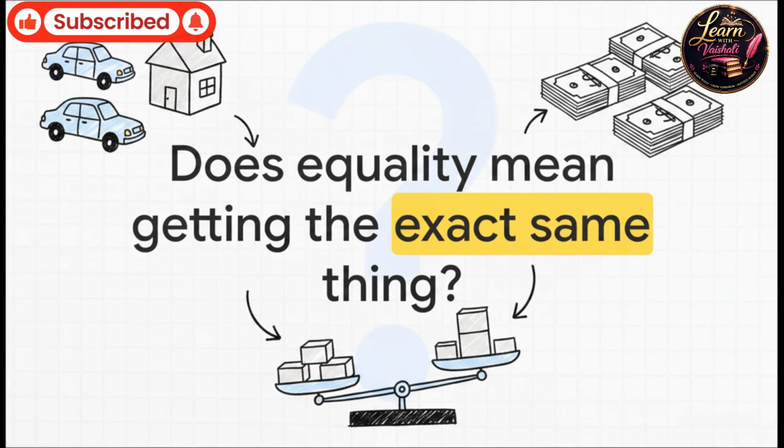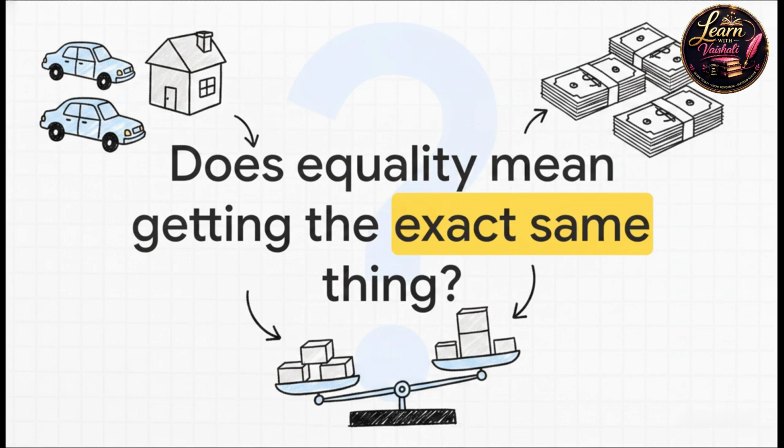So I want to start with a fundamental question. And honestly, this one tricks a lot of students right out of the gate. If everyone is equal, does that mean society has to hand everyone the exact same things in life? Like, are we all supposed to drive the identical car, live in the exact same size house, and bring home the exact same salary? It's a super common misconception. But in political theory, true equality is way more nuanced than just passing out identical rewards to every single person.